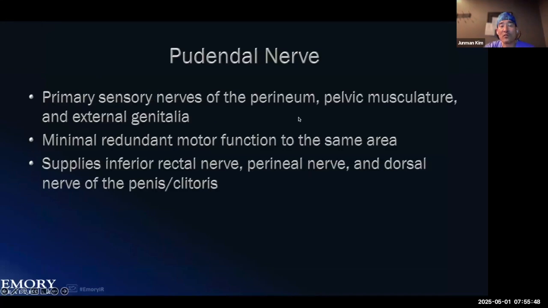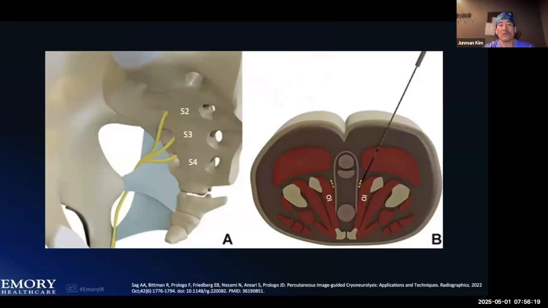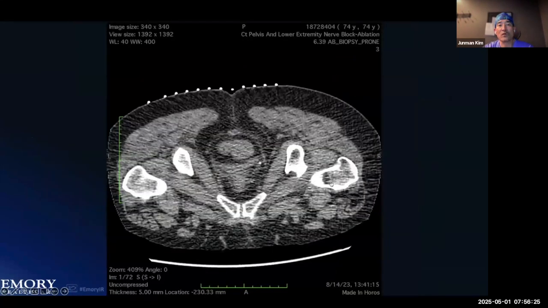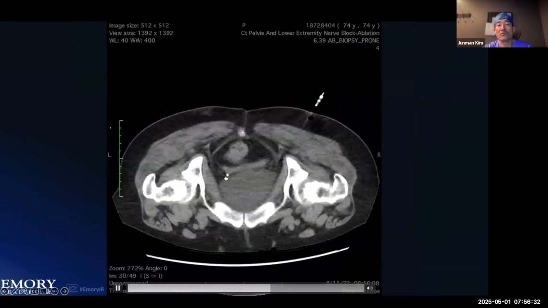The pudendal nerve carries the primary sensory innervation of the pelvic floor and external genitalia, with some motor function to the sphincters, but most people do well without any problems if we sacrifice these motor functions. But as I said, bigger patients with a BMI over 50 tend to have sphincter weakness, though they do get better afterward. Again, a similar target for pudendals. These were some case pictures of the same pudendals and how we target.